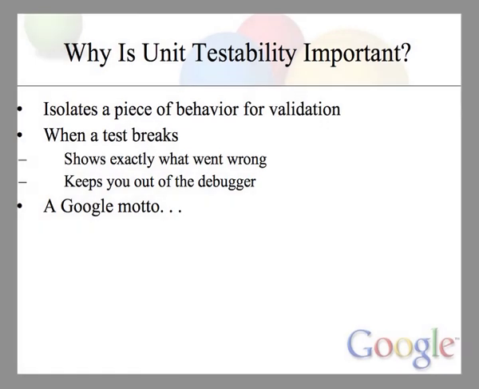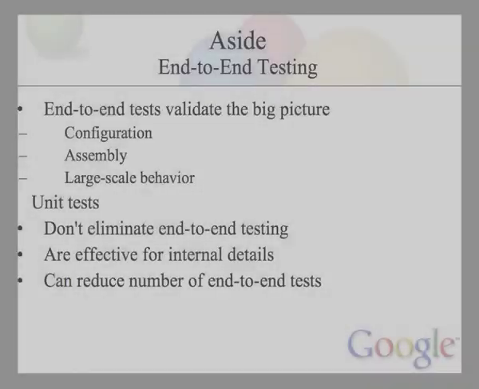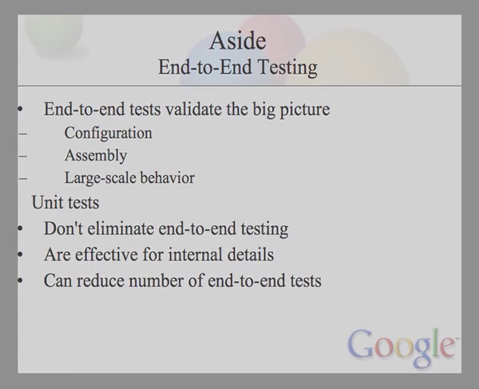So I think we're here among our fellow test engineers and people who are interested in testability. But the reason that it's important is we want to isolate pieces of behavior for validation. When a test breaks, we want to see exactly what went wrong, and we don't want to have to jump into the debugger to try to solve the problem of why did this test break. At Google, we have a motto, which is debugging sucks and testing rocks. So a brief aside, we're not trying to say that end-to-end testing isn't important. It absolutely is. We love unit tests, but we also understand the need for end-to-end tests.